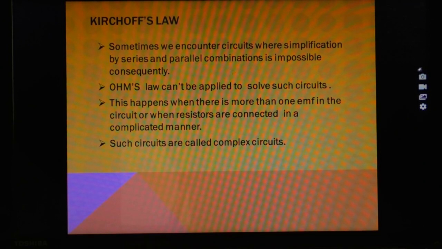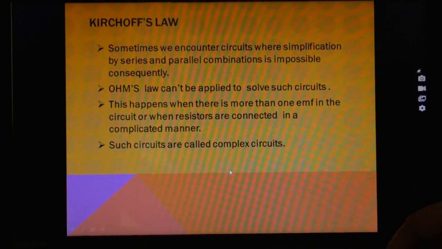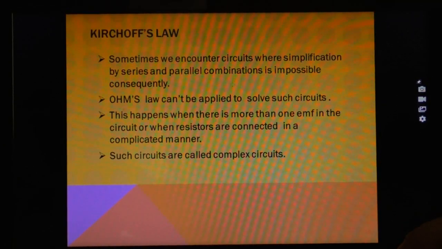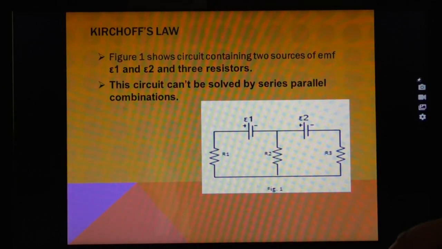But what happens when we have different components, like two sources of EMF connected in a circuit, or the series and parallel combinations of resistors are connected in a very different way? Such circuits are known as complex circuits, and we are unable to solve the problems of complex circuits by using simple Ohm's law.